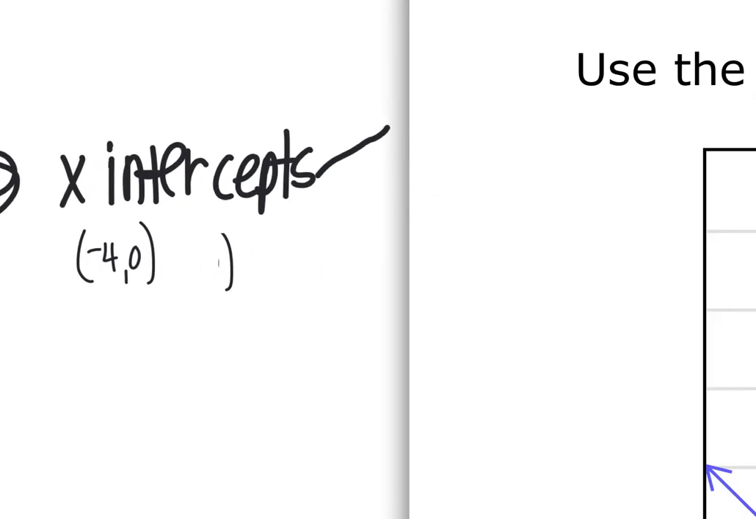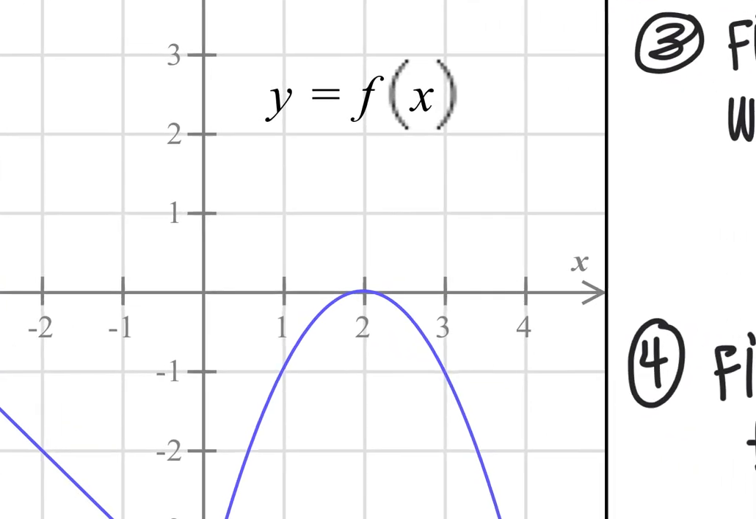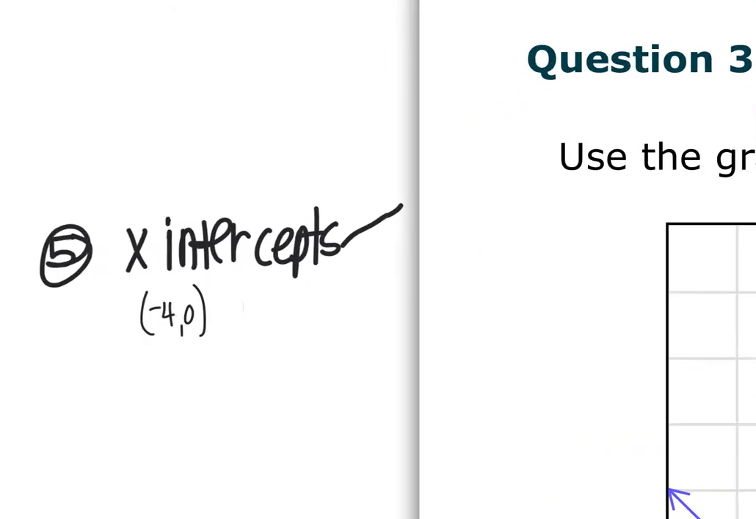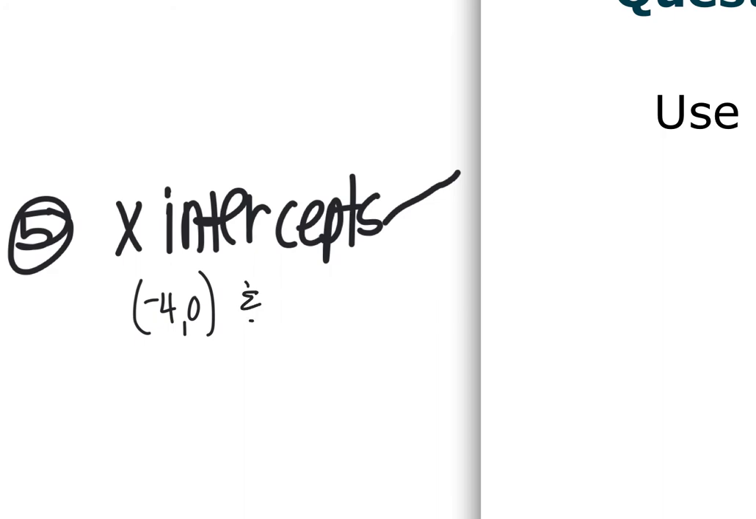And let's see if there's another x-intercept. There is another x-intercept. We touch the x-axis again at the point 2, 0. I just wrote the "and" symbol there, but you're actually going to type it in using a comma in between.